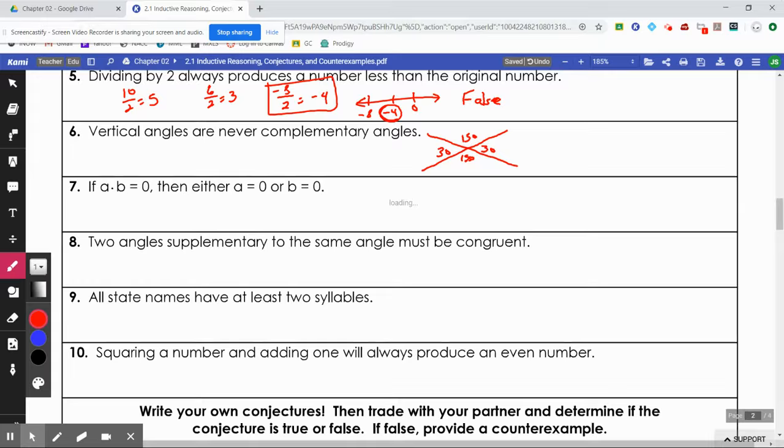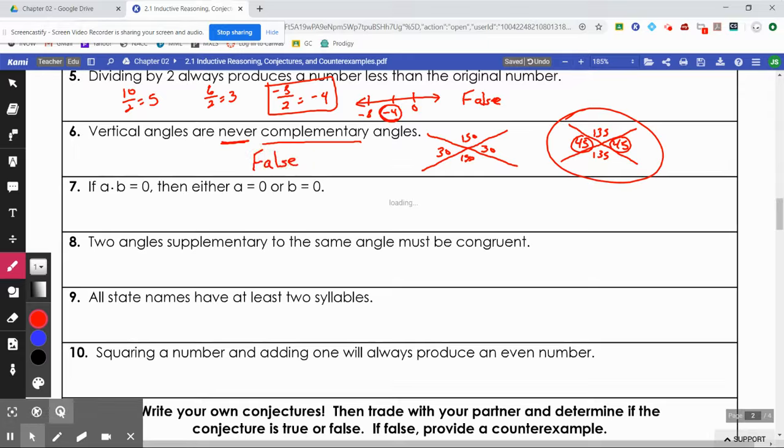But could they ever be complementary? Well, complementary are two angles that add up to 90. So vertical angles are never complementary. Let's see if we can come up with some vertical angles that add up to 90. Well, they have to be the same. They have to add up to 90. So two angles that are the same that add up to 90, what if they're both 45? Which would make these 135 and 135. These are complementary and they're vertical. So that would be my counterexample. So this would be a false statement.